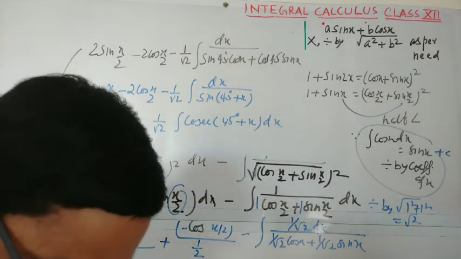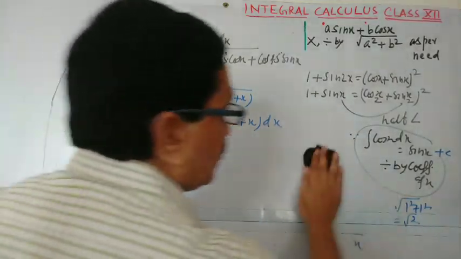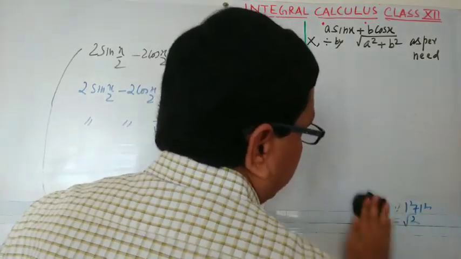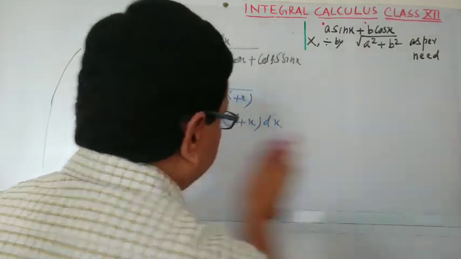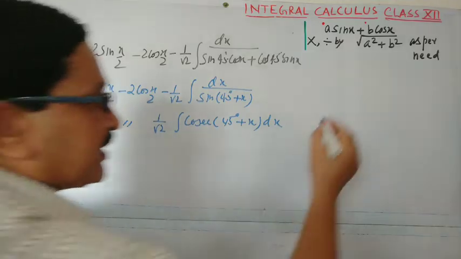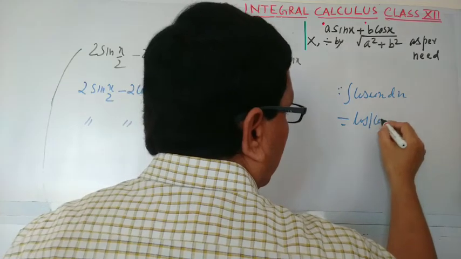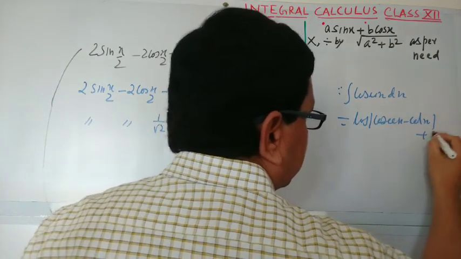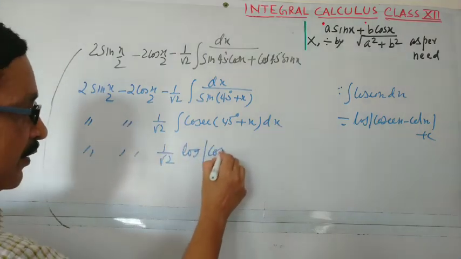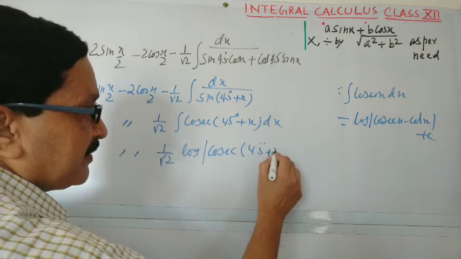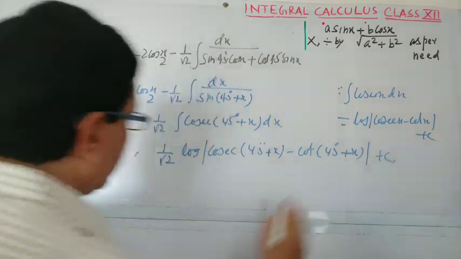Now cosec, as earlier you are doing, the integration of cosec x dx is equal to log cosec x minus cot x plus c. So this is as usual 1 by root 2 log cosec 45 plus x minus cot 45 plus x closed plus c. So this is your answer.